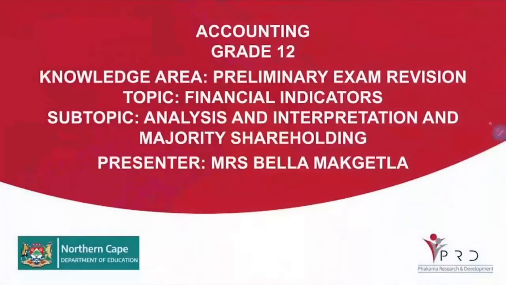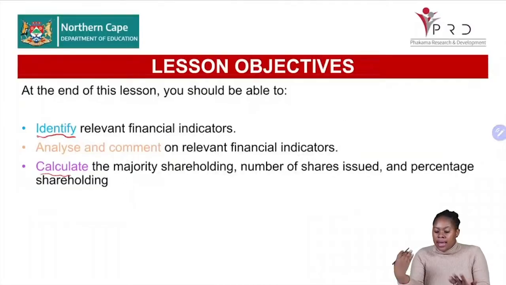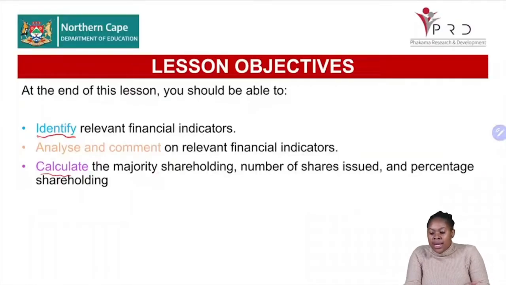Now, on today's lesson, we'll be looking at financial indicators as a follow-up on the previous lesson. We are going to look at the analysis and interpretation and also look at the majority shareholding calculations and so forth. By the end of this lesson, you must be able to identify the relevant financial indicators. You must be able to analyze and comment on the relevant financial indicators. And you must be able to calculate the majority shareholding, the number of shares that are being issued, and the percentage shareholding of a particular shareholder.